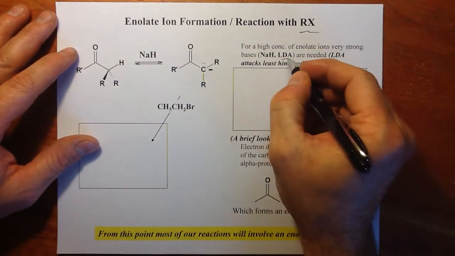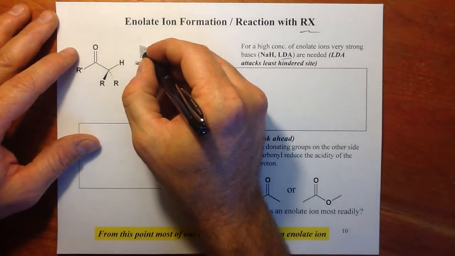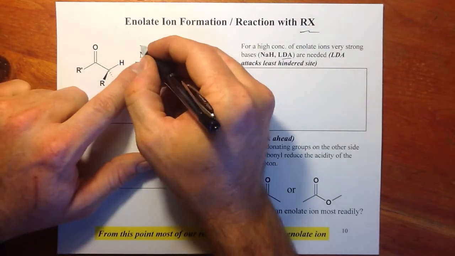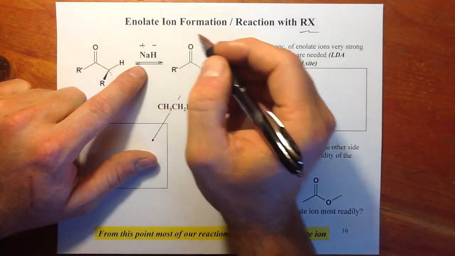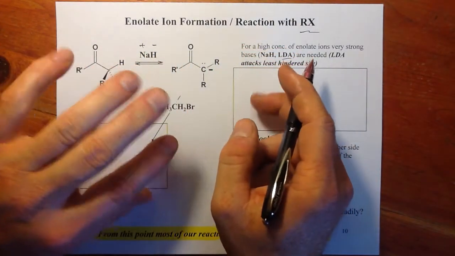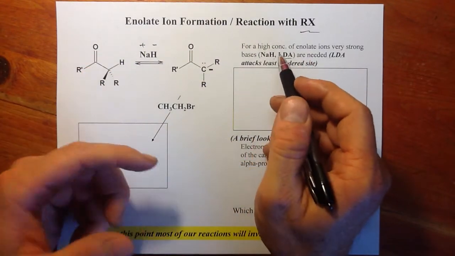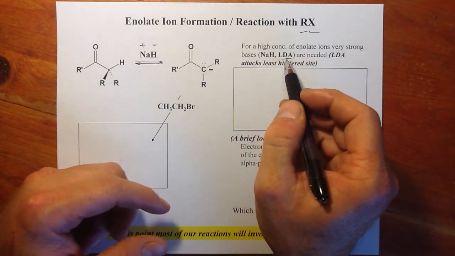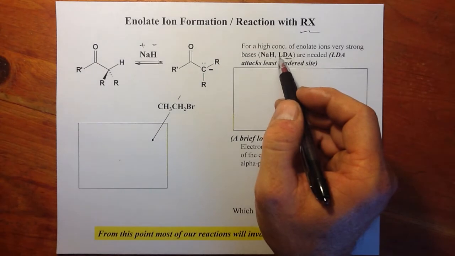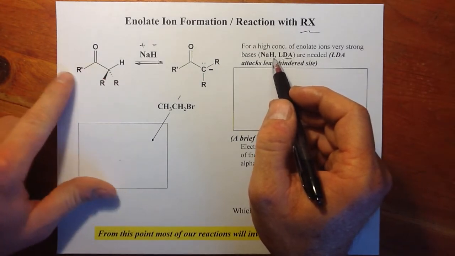So we can use LDA, we've seen that, and we can also use a different non-bulky base, sodium hydride. Now sodium hydride is the opposite in terms of what protons it'll go after compared to LDA. LDA will go after protons on the least substituted carbon in a ketone.